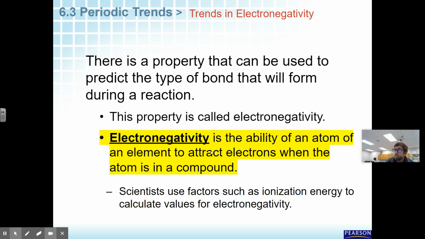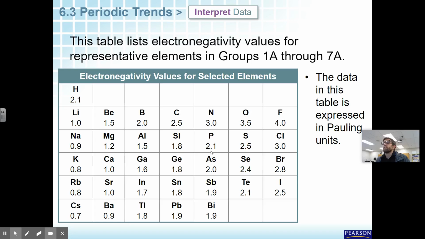Electronegativity is the ability of an element to attract electrons. Some elements have a high electronegativity; they're able to attract electrons. These are the values. They're expressed in Pauling units, because Linus Pauling, nice name, was the man who did a lot of work in ionization energy and electronegativity and came up with this scale that we still use today. As you can see, this is not all the elements on the periodic table, only selected elements.